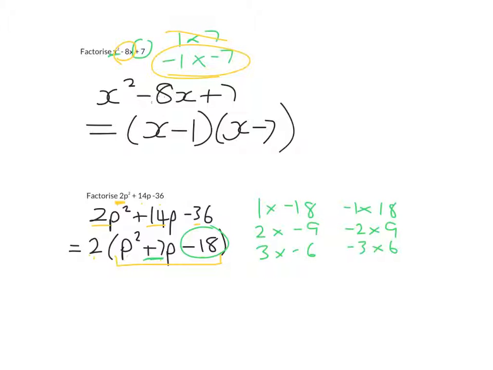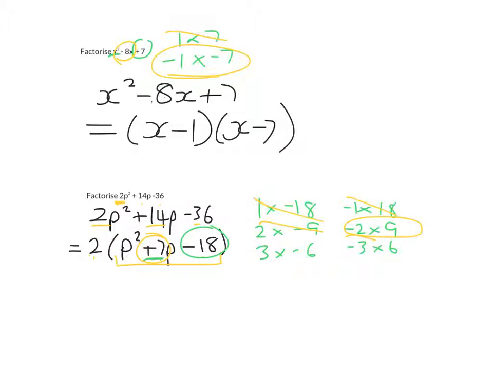You probably saw, as I was writing those out, which one of those is going to work, but I'll just go through the process. 1 take away 18 is negative 17, it's not positive 7, we are looking for positive 7, so that one's not going to be it. 18 take 1 is 17, that's no good. 2 plus negative 9 is negative 7. They're the right numbers, but it's the wrong direction. So we need to find positive 7. That was no good. So this will be the one we're looking for.